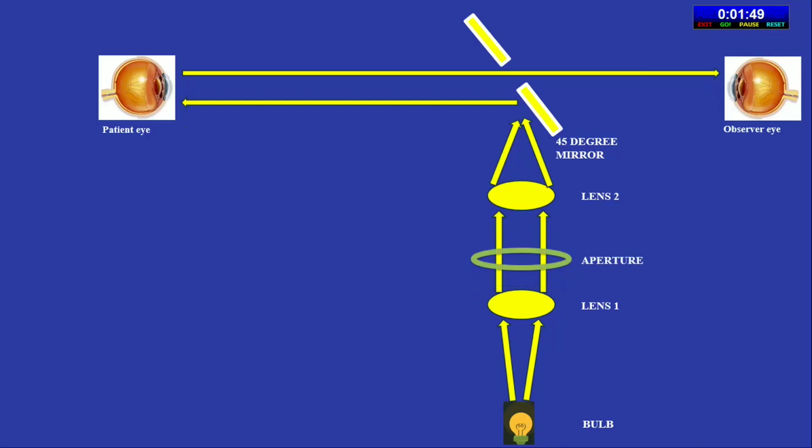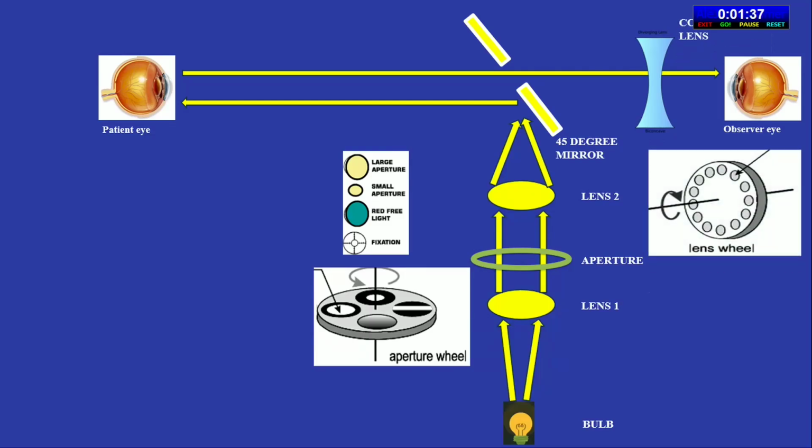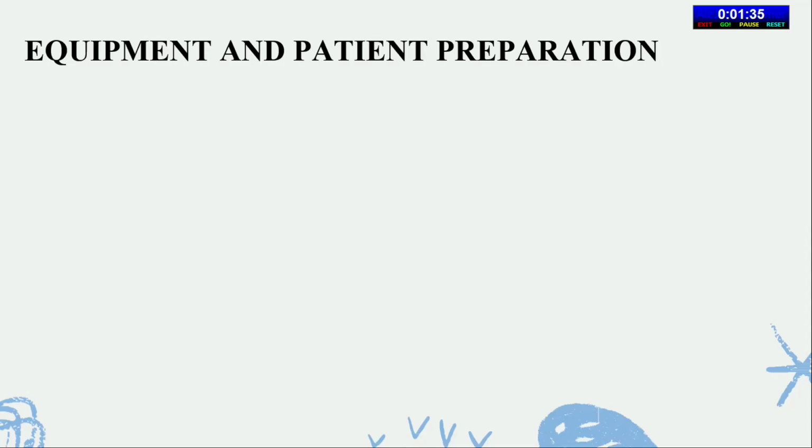We have an aperture in between which can be changed. We have a small, large, a cobalt blue filter or a red free filter and a fixation target. There is a convex or concave lens wheel which can be changed to emmetropize the eye.